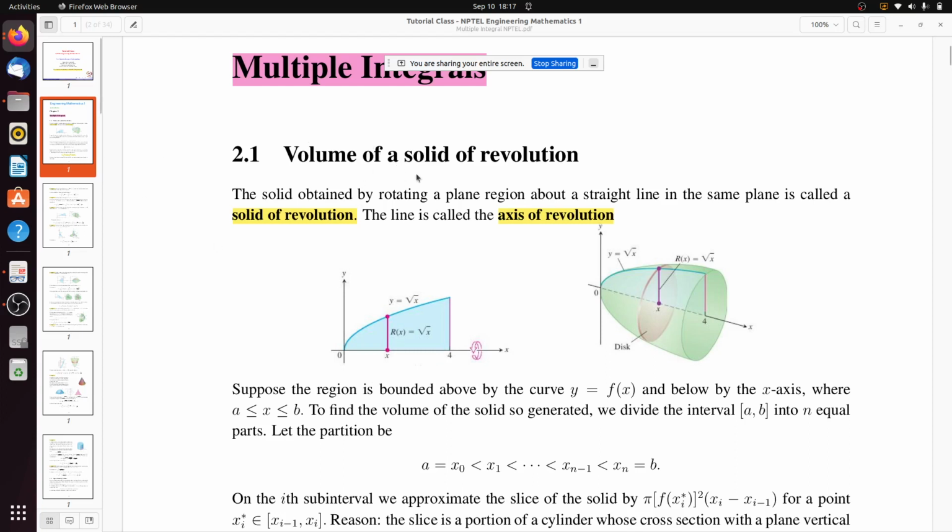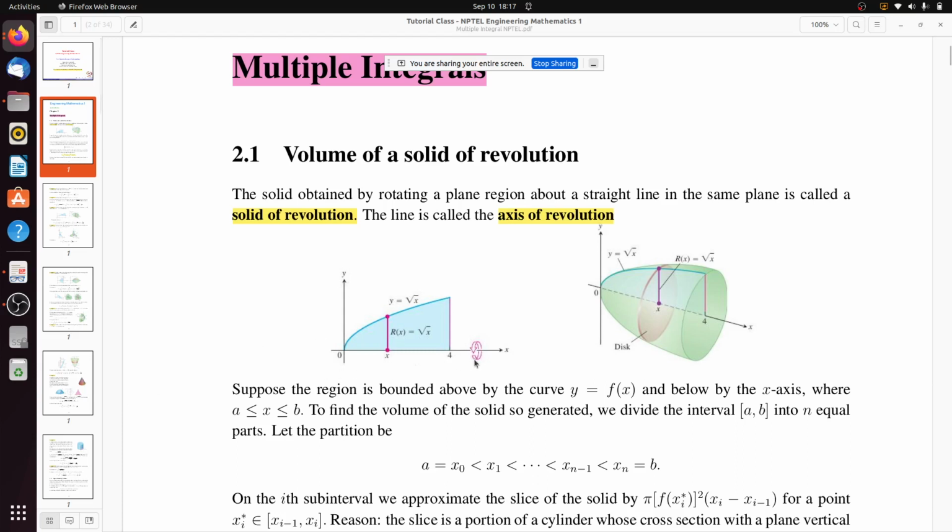So, volume of a solid of revolution. What does it mean? The solid obtained by rotating a plane region about a straight line in the same plane is called a solid of revolution. The line is called the axis of revolution.